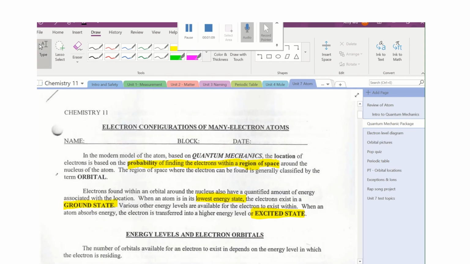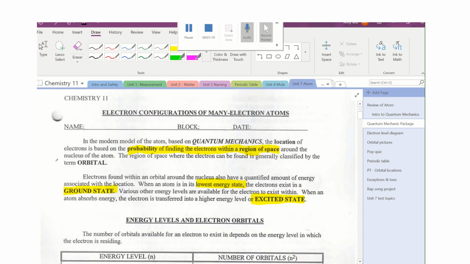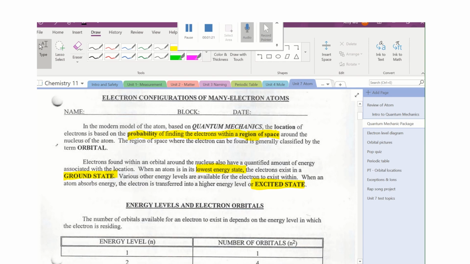This package is separate from the previous one. On OneNote, you should have printed off the single sheet plus two sheets, plus this package. This package has 8 pages. We'll talk about the first four pages today, and then we'll continue next class.